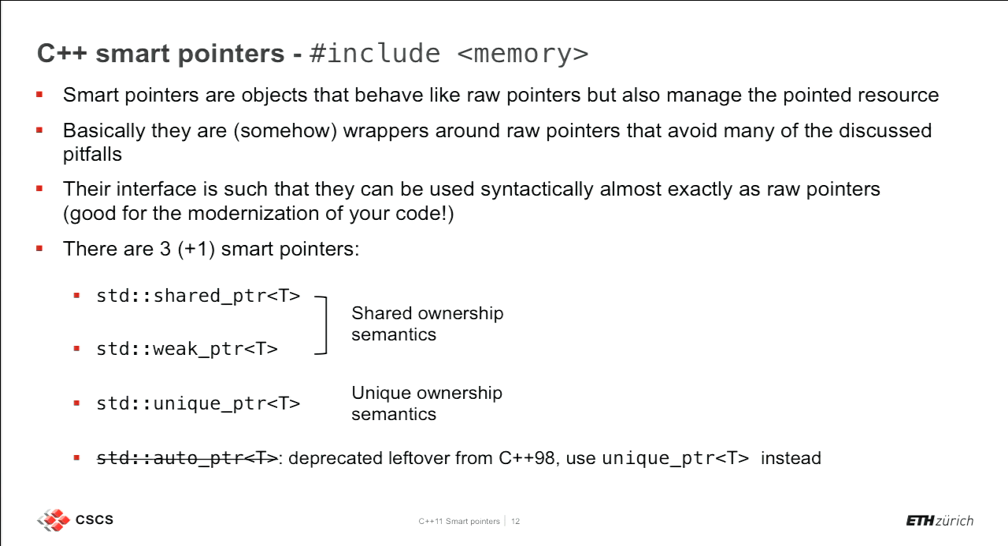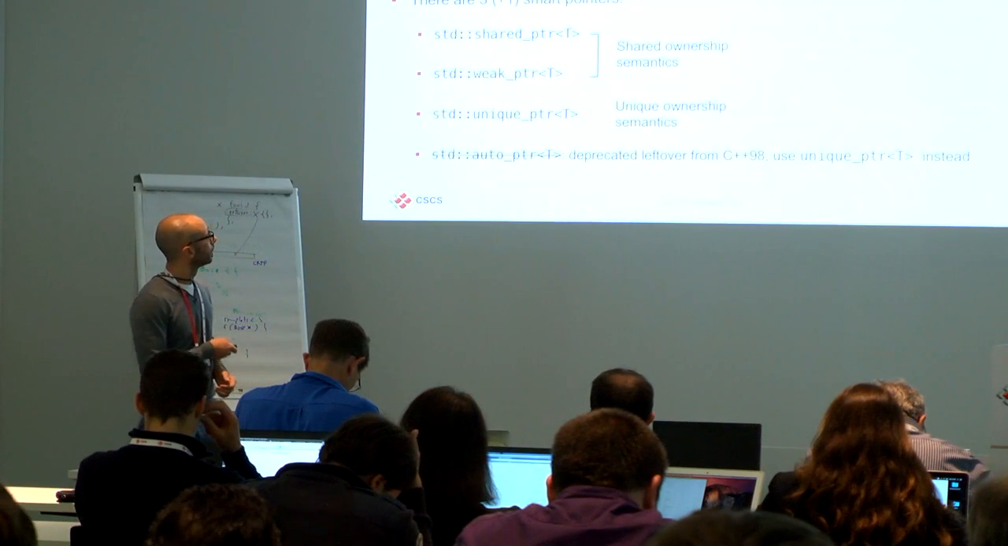And as I told you, the interface is such that you can use it in your code in the same way as the standard raw pointer. So if you want to update your code in order to use this new smart pointer, you don't have to change a lot of code, because the interface for the standard operations with the raw pointer is almost the same as the smart pointer one.